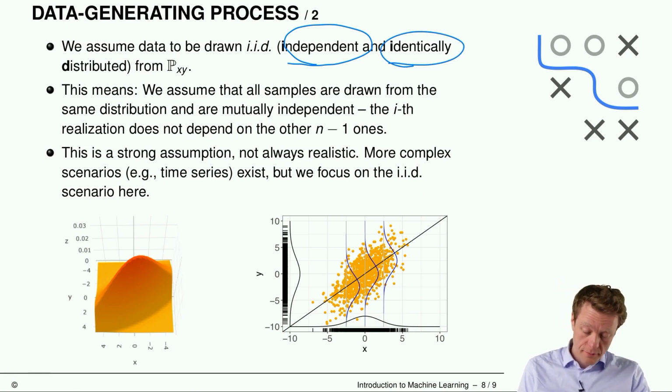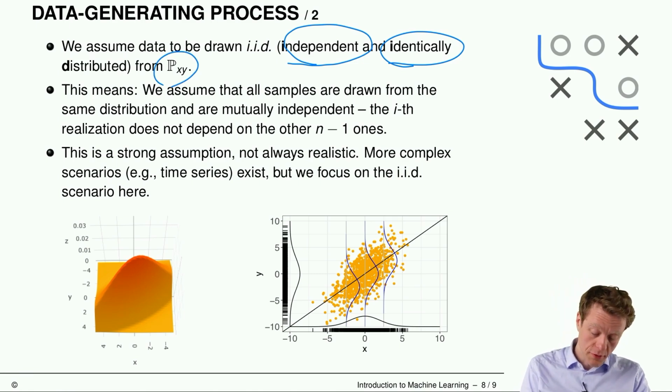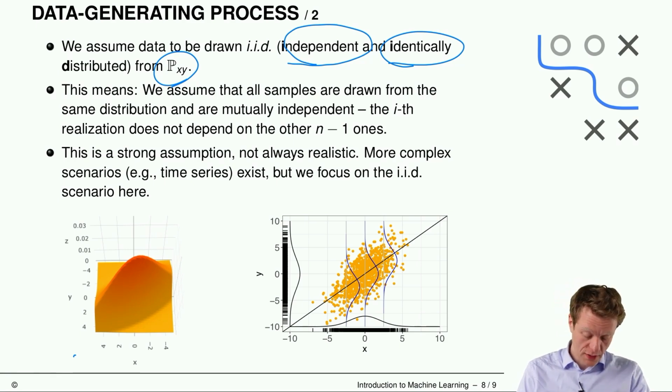The other I means identically distributed, which basically means that all these observations are drawn from the same data generating process, p(x, y). It's a strong assumption, but also a very crucial assumption. It's not always realistic. As said, for example, for time series, we need different assumptions, but we focus on the IID scenario here. Now, let me quickly explain what these two figures here mean, why we have included them.